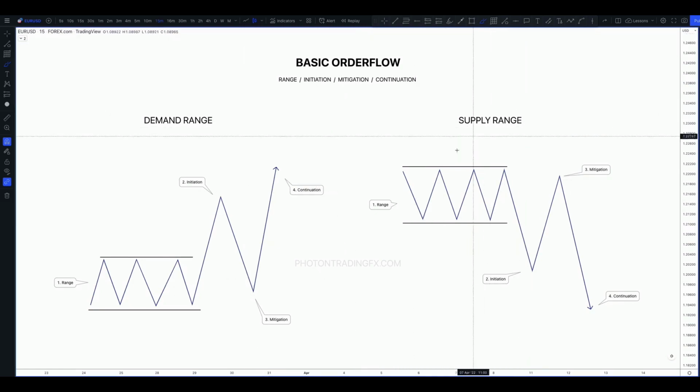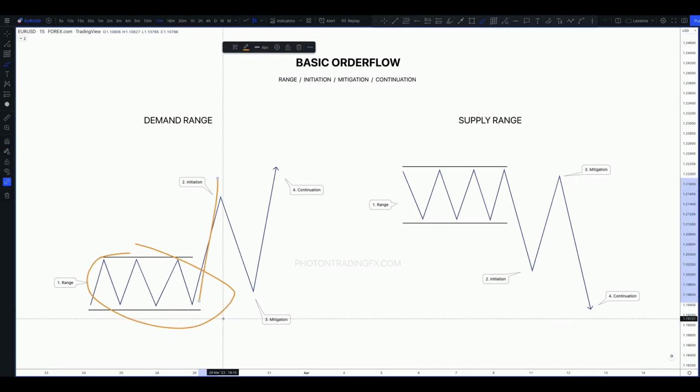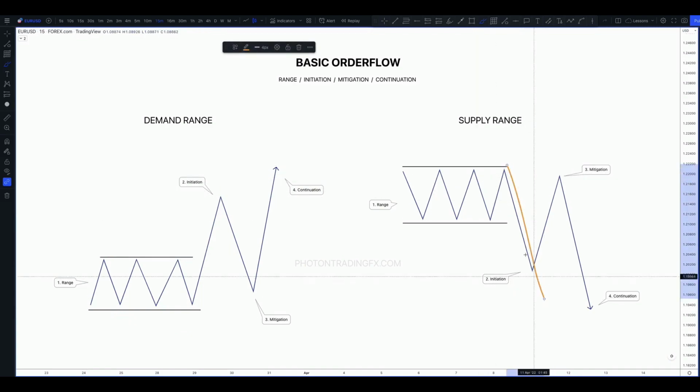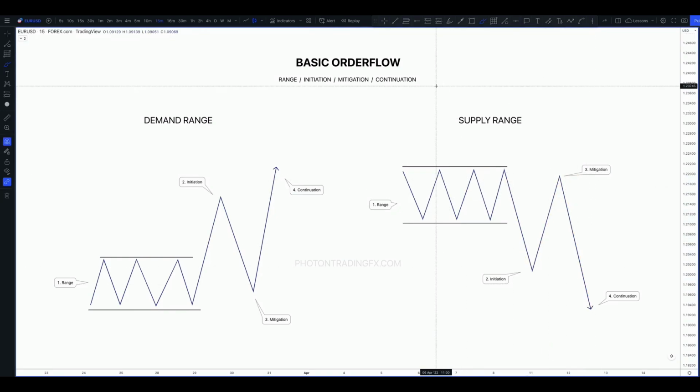So the exact opposite for supply, right? You have a range, and depending on which way price breaks out, it determines whether it's demand or supply. Obviously, if it goes to the upside, then we have demand. And if it comes to the downside, then that's where supply has taken control. So we get that initiation out of the range, mitigation of the range. Think of it as just picking up more orders where that supply stepped into the market. And then this is obviously where we want to get in to try and catch that next movement to the downside, to catch that continuation. Okay, cool. Pretty simple stuff, right?